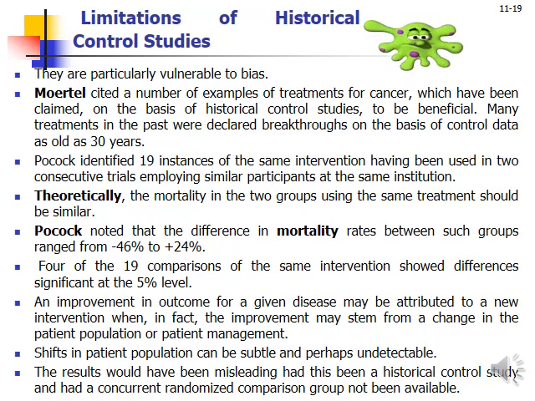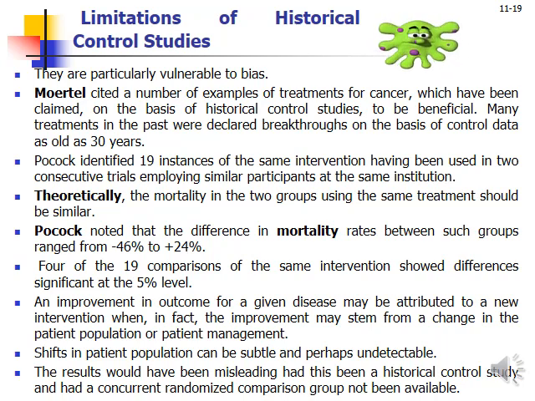Limitation of historical control studies. They are particularly vulnerable to bias. Mortial cited a number of examples of treatment for cancer which have been claimed on the basis of historical control studies to be beneficial. Many treatments in the past were declared breakthroughs on the basis of control data as old as 13 years. Pocock identified 19 instances of the same intervention having been used in two consecutive trials employing similar practices at the same institutions.